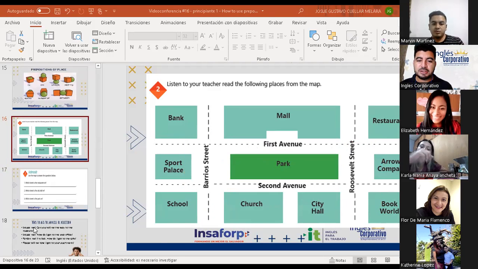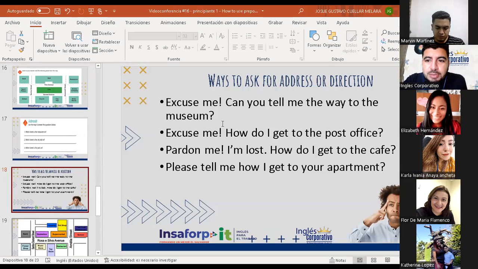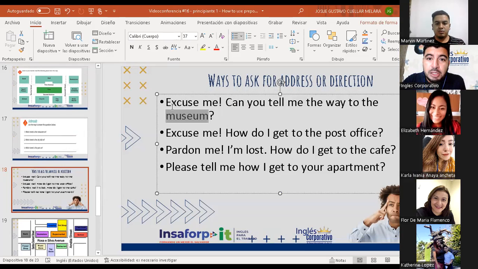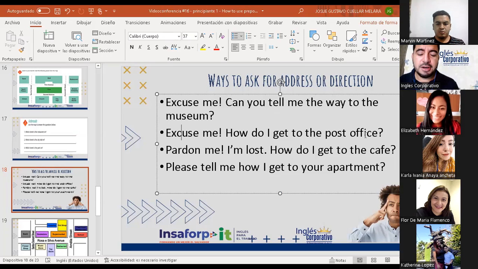Ahora, ya que tenemos esto, vamos acá. Diferentes formas de pedir la dirección, ¿verdad? O la ubicación. Aquí tenemos algunas de estas. La primera es, excuse me, can you tell me the way to the museum? Museo se dice museum. Ok, excuse me, can you tell me the way to the museum? La otra es, excuse me, how do I get to the post office? ¿Cómo llego a la oficina postal?